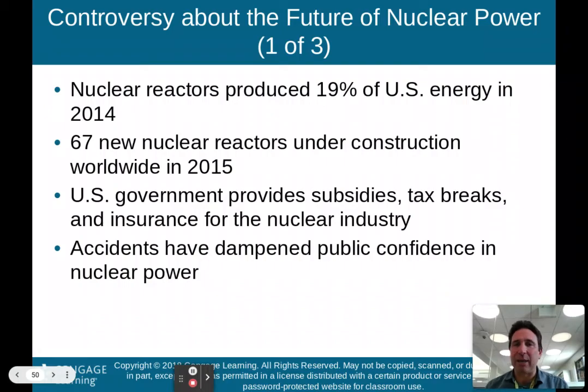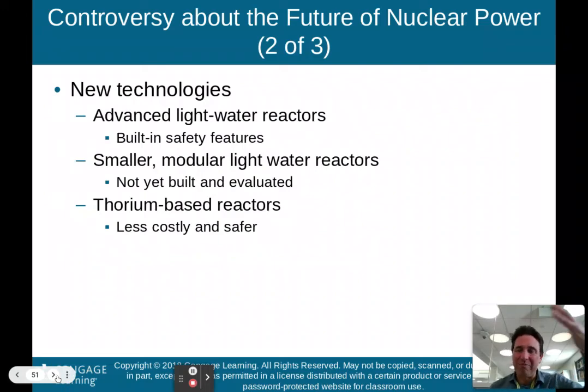The government does provide subsidies, tax breaks, and insurance for the nuclear industry. However, accidents have dampened public confidence in nuclear power to the point that the Indian Point power plant just north of here has now been shut down. So again, we're maybe seeing a turn against nuclear power currently. We'll see how that goes.